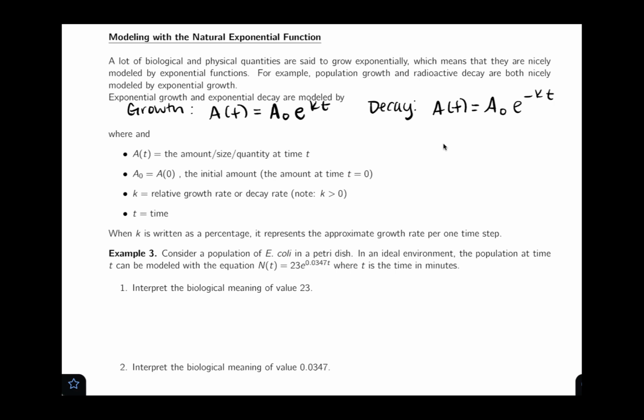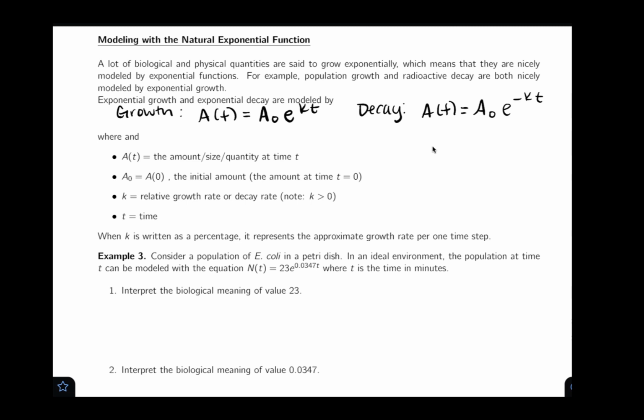In both of these, a is a function of t and represents the size or amount or quantity at time t. A sub 0 is the same thing as a evaluated at t equals 0, and it represents the initial amount or initial size of the population at time equals 0. K is the relative growth rate or decay rate, and t represents time. When k is written as a percentage, it represents the approximate growth in one time step.